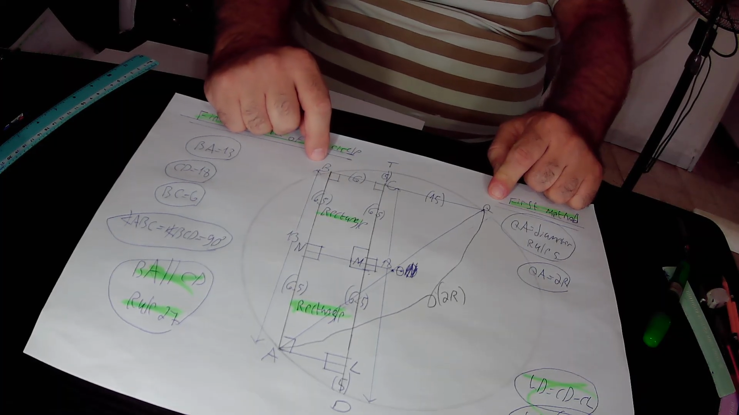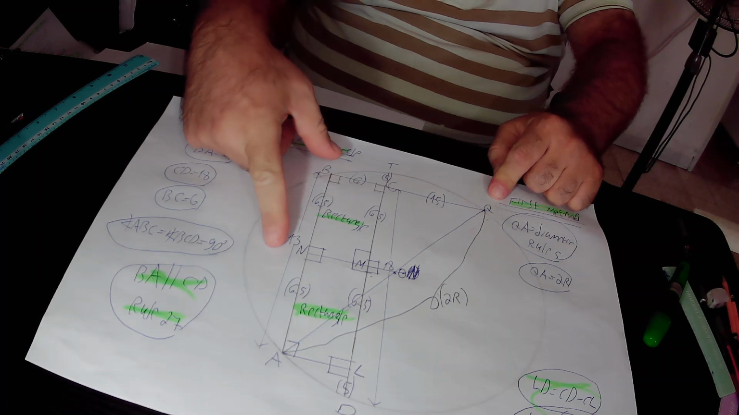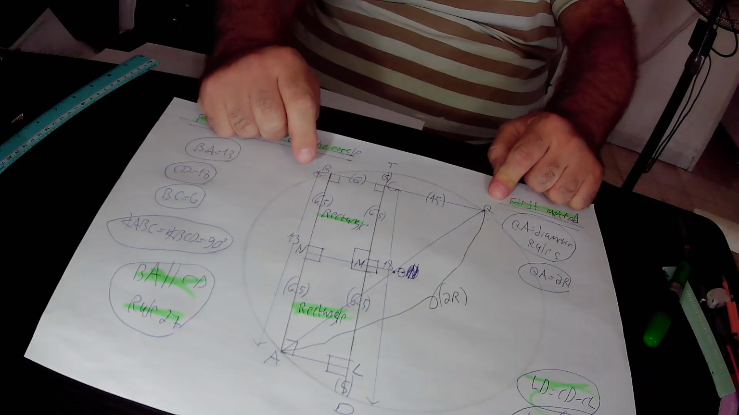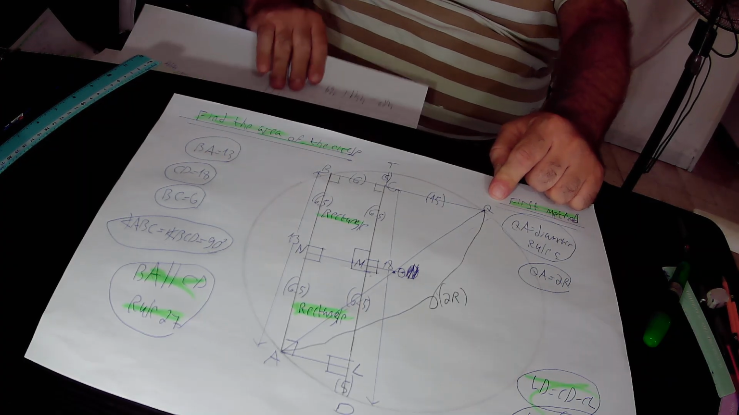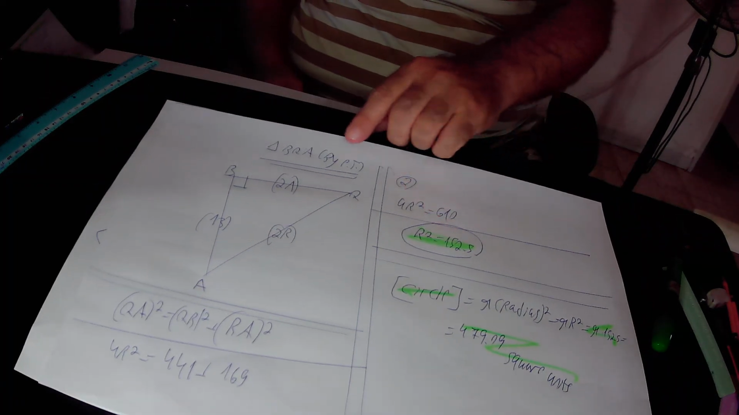QB equals 6 plus 15, that is 21. BA equals 13, and QA equals 2R. So in the next step, I copied the right triangle ABQ onto a new page, and we implement the Pythagorean theorem on this right triangle ABQ, which I copied from the original drawing.